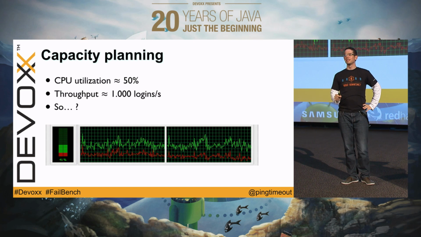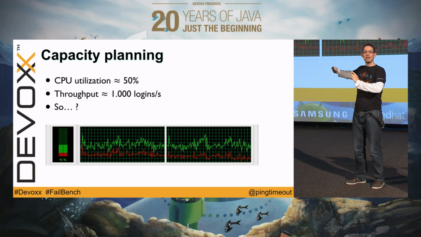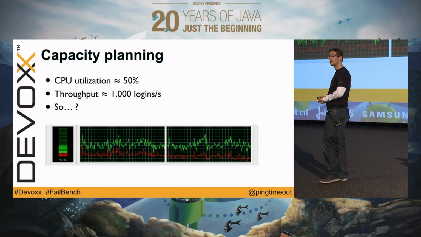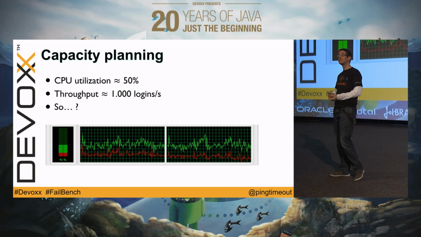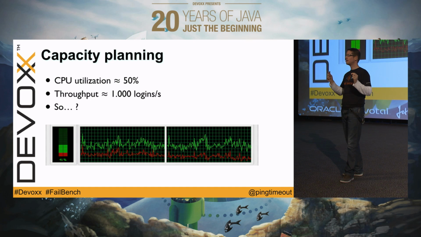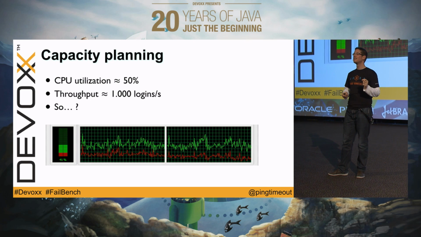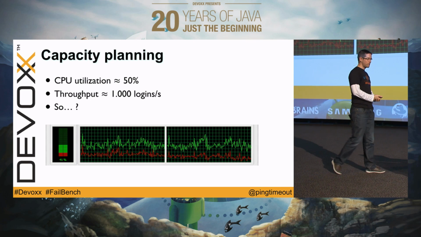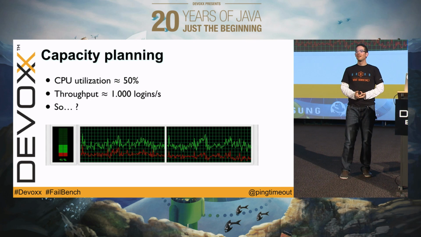Here is a question for you guys. During my benchmark, my CPU utilization was 50%, and I could sustain 1,000 logins per second. So my question to you is, how many logins per second can my system handle? God knows. Anyone else? More than 1,000? Okay, no one is going to suggest 2,000, and that is actually a good thing.